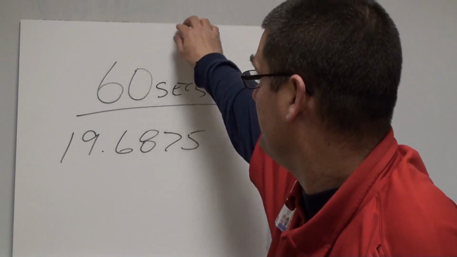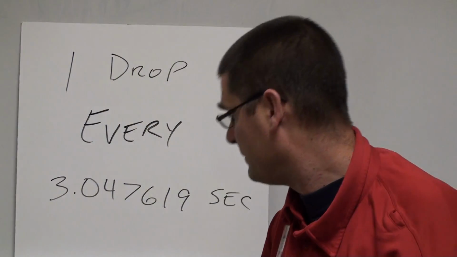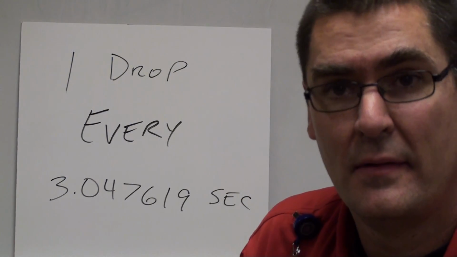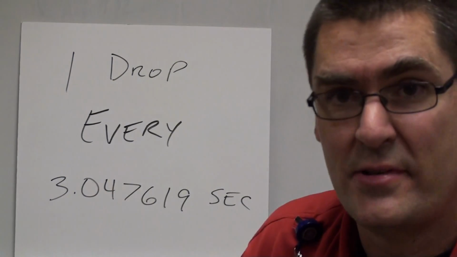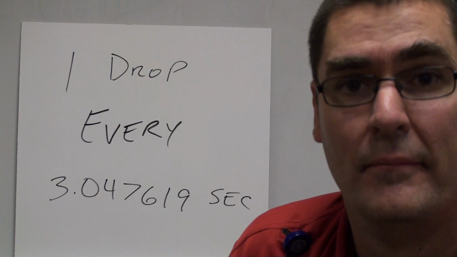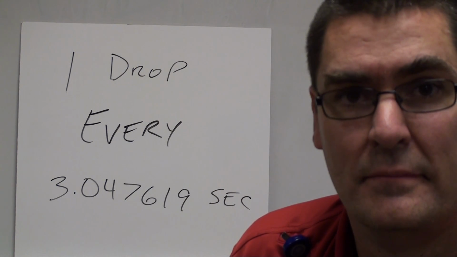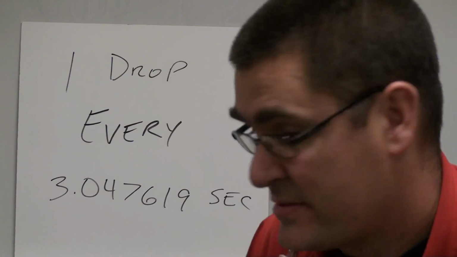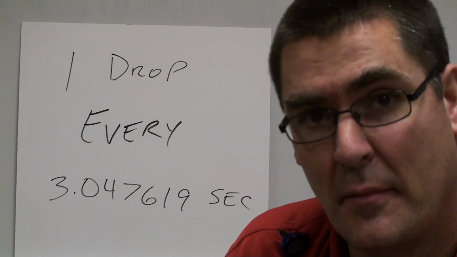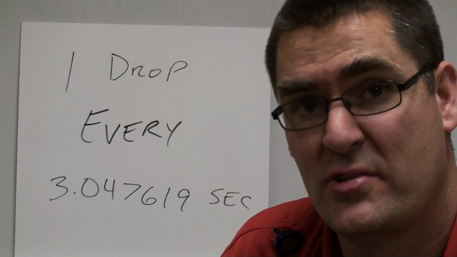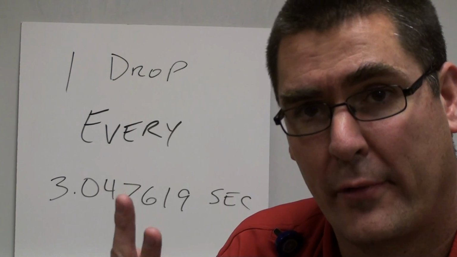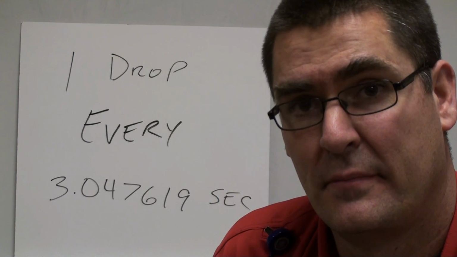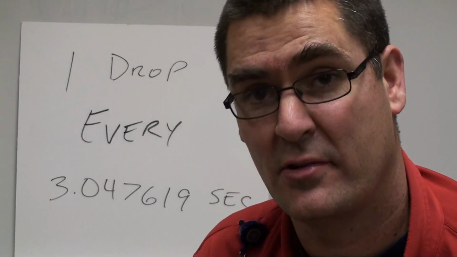0.75. That equals 1 drop every 3.0469 seconds. So 1 drop every 3 seconds. Now remember how you could have rounded up? If you went to 20, 60 divided by 20 is what? 3. Simple enough.